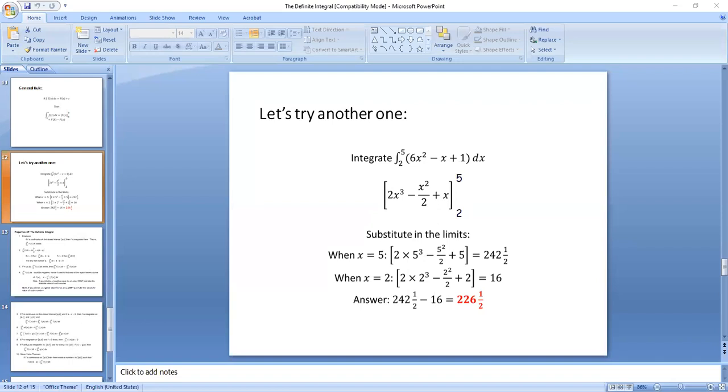If it's the lower limit 2 that you will substitute, you will have 2 times 2 raised to 3 minus 2 squared over 2 plus 2. That would be 16. What happens is you subtract 16, the answer from your lower limit, from 242 and a half. So your answer is 226 and a half.